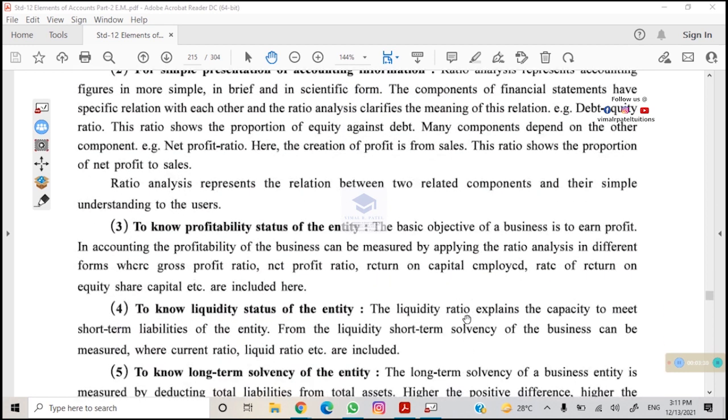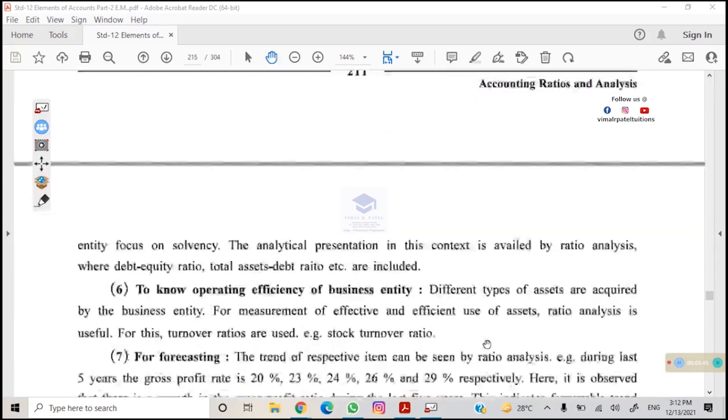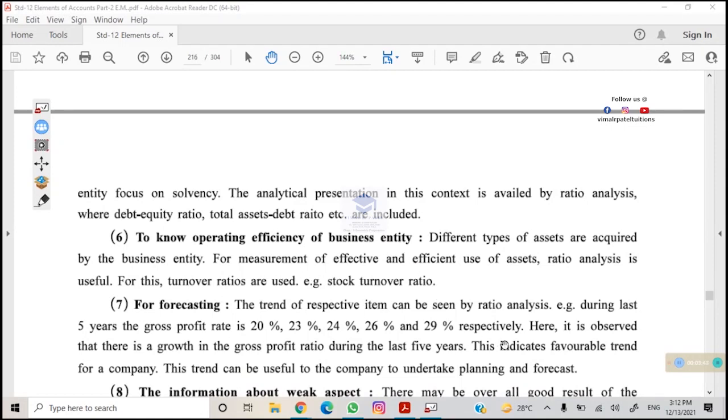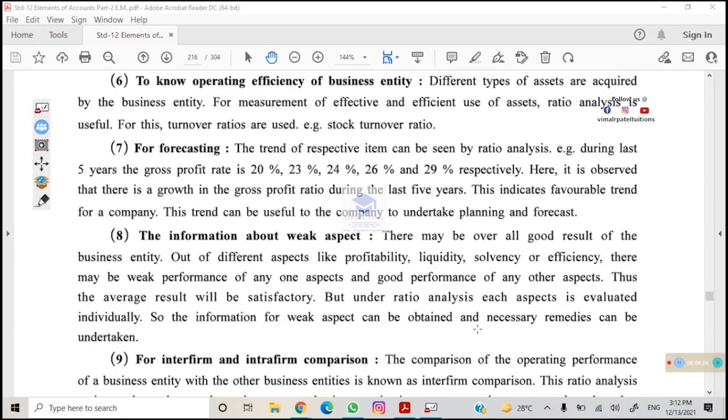By calculating profitability ratio, you can know about the profitability status of the business. By calculating liquidity ratio, you can know about the liquidity position of the business. You can know about the long-term solvency, that is financial liability, financial strength, economic status of the business. To know the operating efficiency, whether the business is being operated efficiently or not, or whether the managers are proved inefficient or not. Then for forecasting, for making predictions, by observing the trends represented by ratios, you can forecast the future.